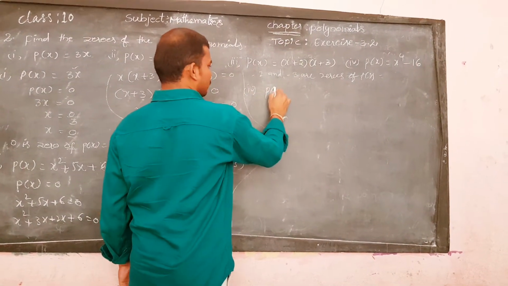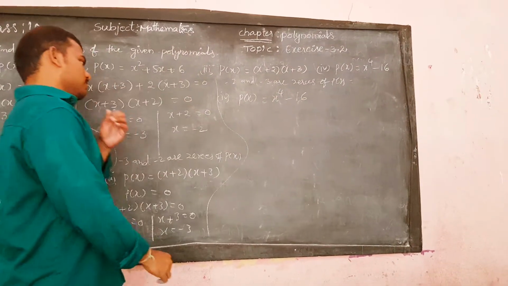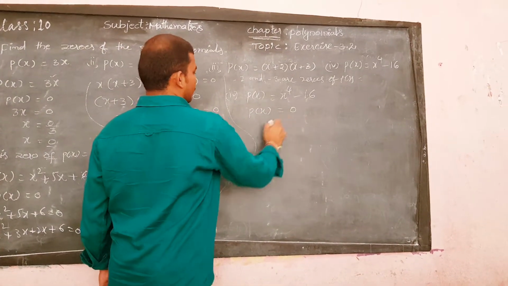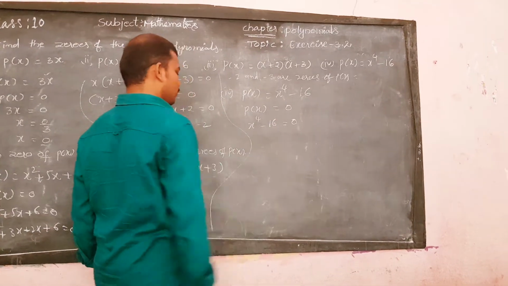Next, fourth question. p of x equals x power 4 minus 16. The zero of the polynomial is where p of x equals 0, so x power 4 minus 16 equals 0.